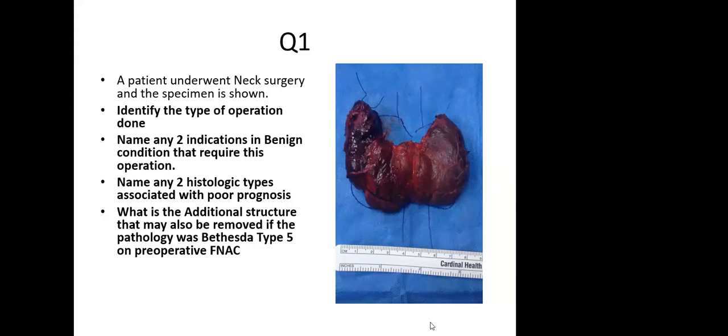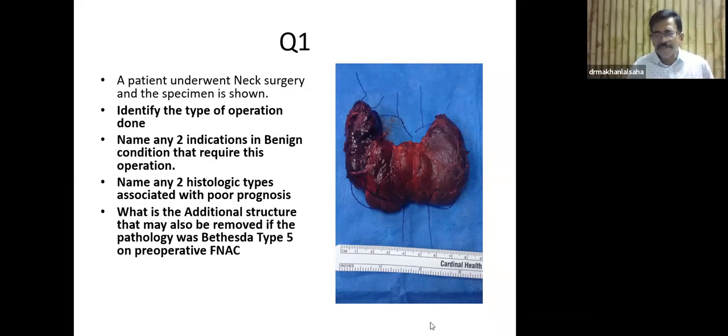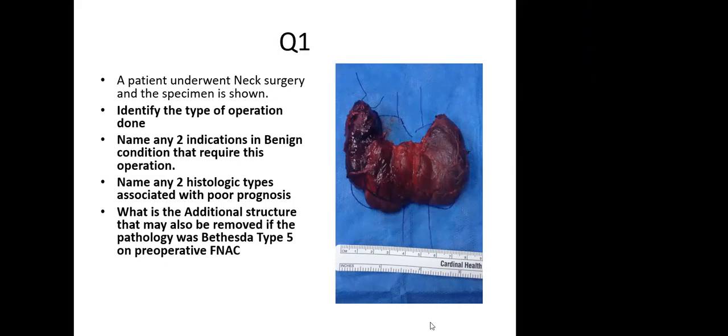Sir, toxic multinodular goiter. Yes. Graves' disease, sir. One is diffuse toxic goiter and one is toxic multinodular goiter. Okay, sir. Good enough. It may not be mentioned toxic; even in a multinodular goiter, it's a total thyroidectomy. Name any two histological types. So I think it's a good answer: toxic multinodular goiter and diffuse toxic goiter or Graves' disease. I think it is acceptable.